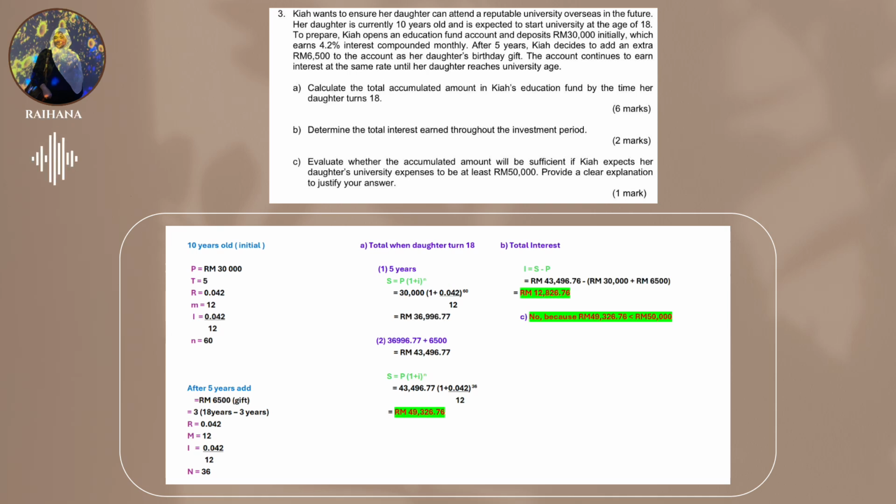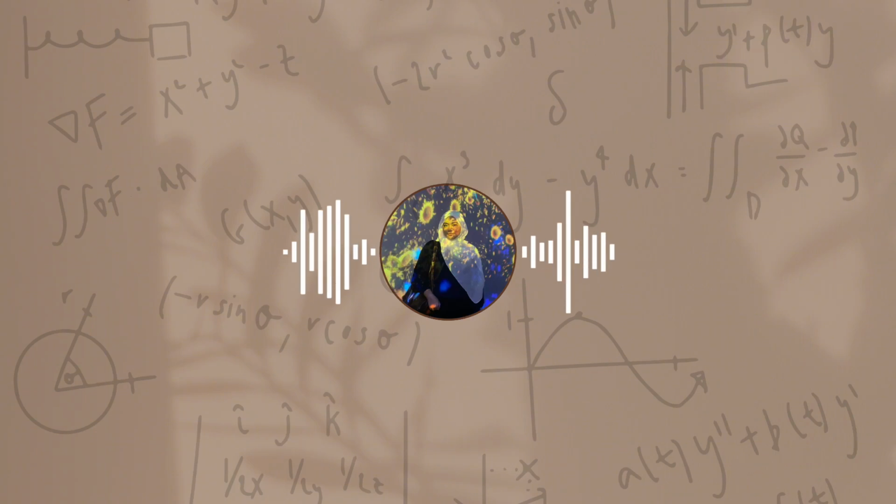For question 3B, we need to find the total interest earned throughout the investment period by using the formula I equals S minus P. And we got 12,826 ringgit 76 cents. And lastly, 3C, the answer is no because 49,326 ringgit and 76 cents is less than 5,000 ringgit. That concludes part A. Overall, these questions show how compound interest helps us compare different financial choices.